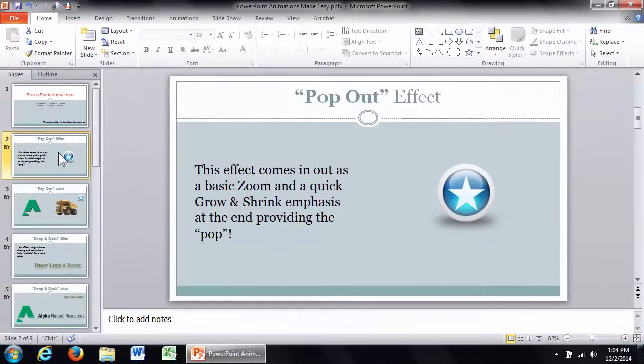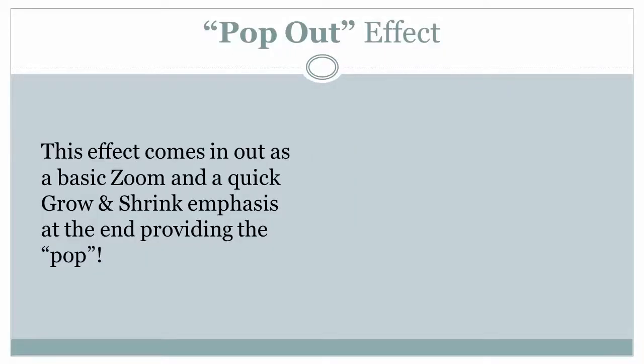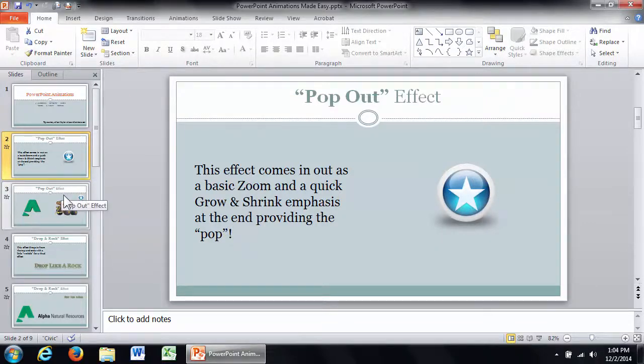So the first one is called a pop-out effect. What we have here is this little star, and we'd like it to pop out. So I'm going to play the presentation, and when I hit the space bar, you can see how that little star just pops out. I'll back that up so you can see it again. That looks pretty cool right there. And I'd like to have that effect applied to other objects on my slides.